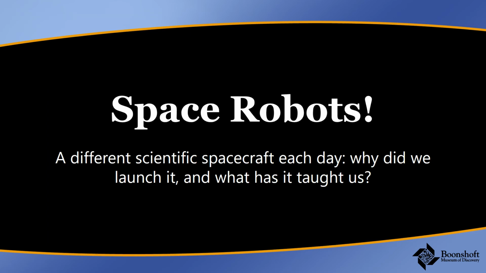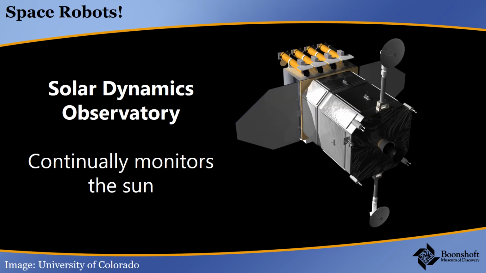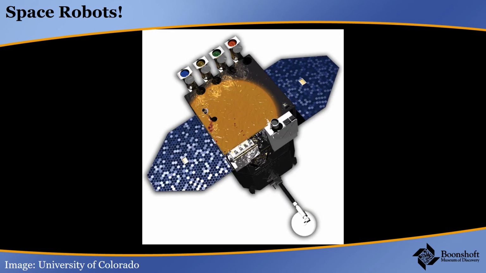Now we're going to talk briefly about the Solar Dynamics Observatory. This is orbiting in interplanetary space between the Sun and the Earth. So it's not in orbit around the Earth, it's in orbit around the Sun. And it's always facing the Sun, and it has several different instruments.